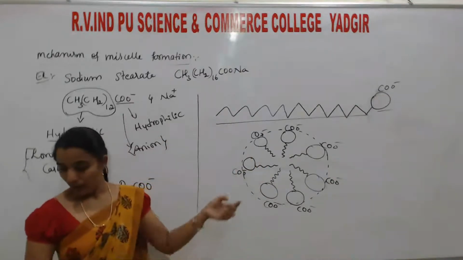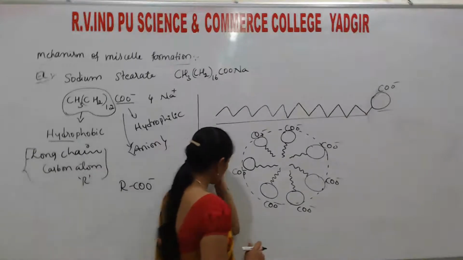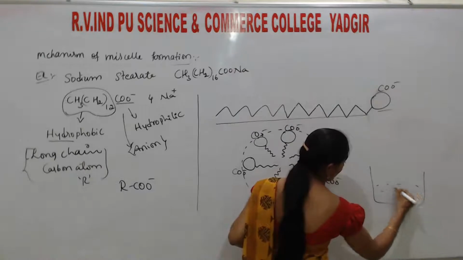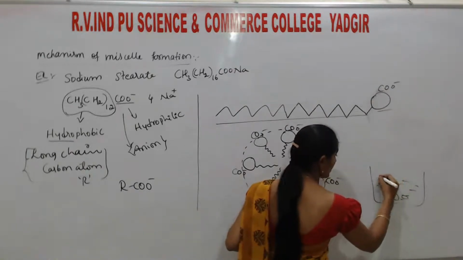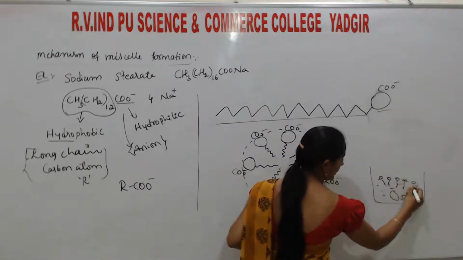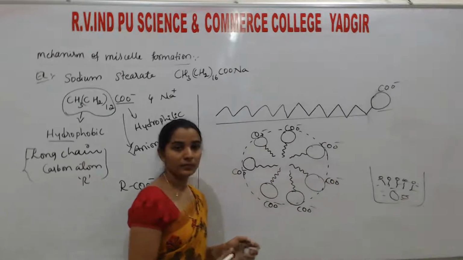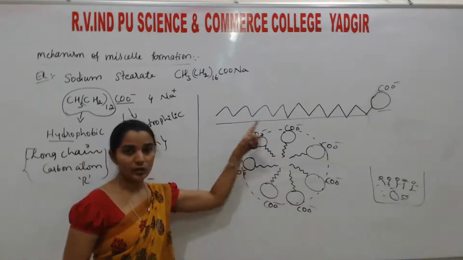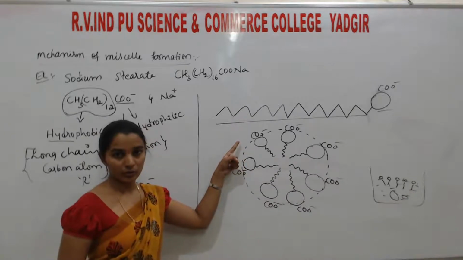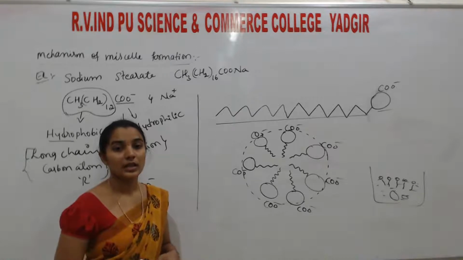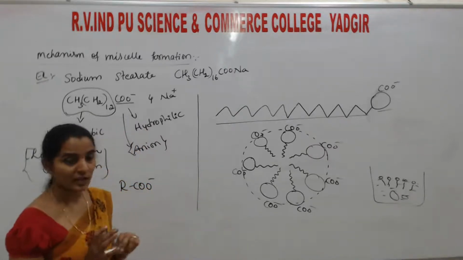So students, by this micelle, listen, how this will take place. So this is the water. Here the micelle will form, and the R groups are towards the core and these negative ends are away from the core. They form a spherical structure that is called a micelle. This is the mechanism of micelle formation.